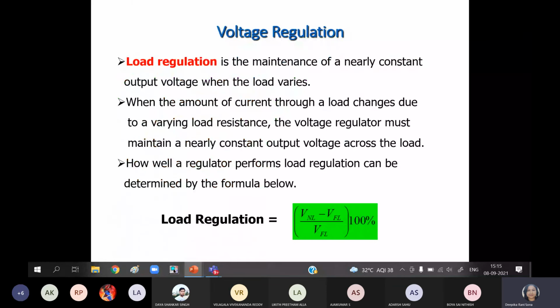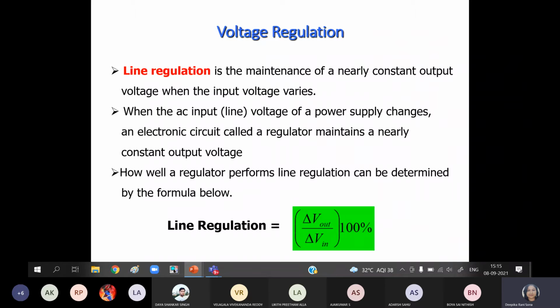Okay, so the load regulation formula means, for your no load condition, take the difference between the no load and the full load, and the ratio of that difference to the full load is called the load regulation. Okay, so how do we achieve that? You can easily calculate it from the formula.